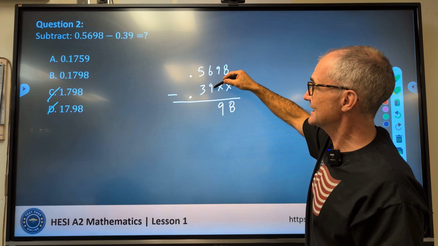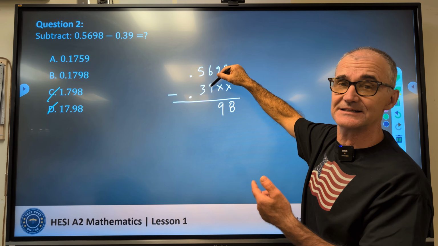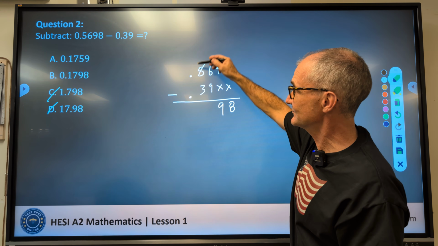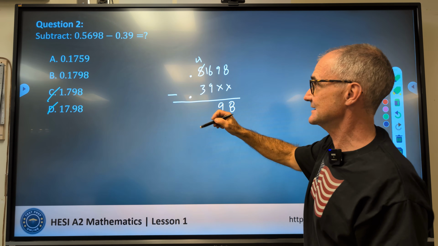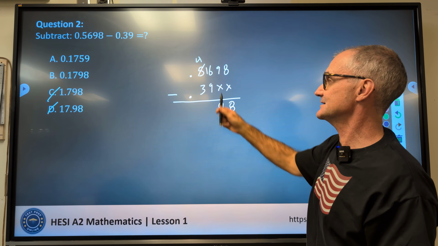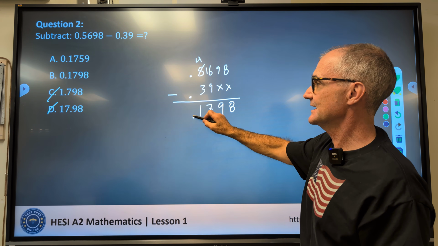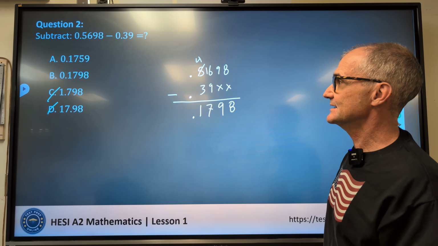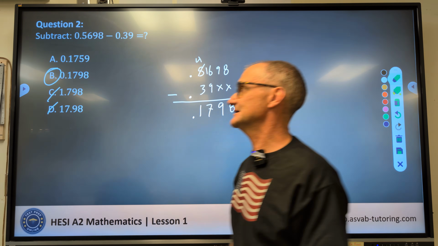6 minus 9, I can't actually do that because this is less than this. So what I have to do is borrow 10 from here, making this a 4, making this a 16. So now I have 16 minus 9 is 7. 4 minus 3 is 1, and I get 0.1798. Correct answer, answer B right here.